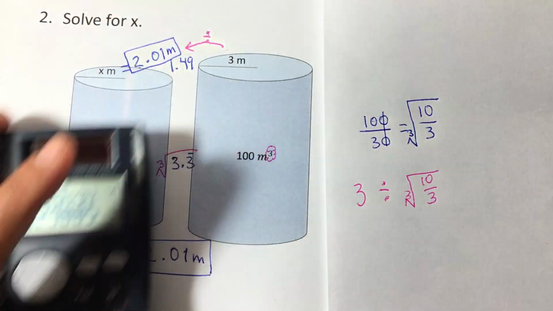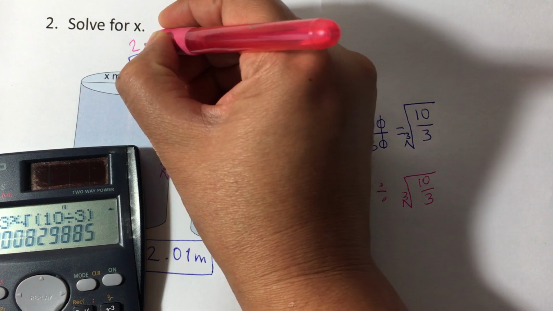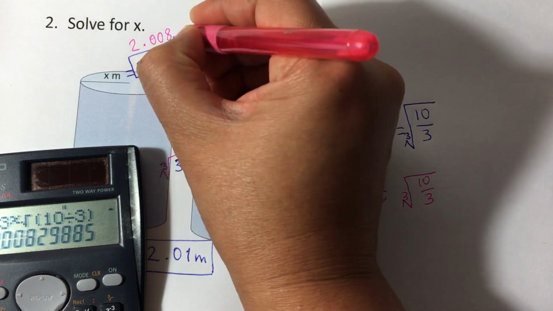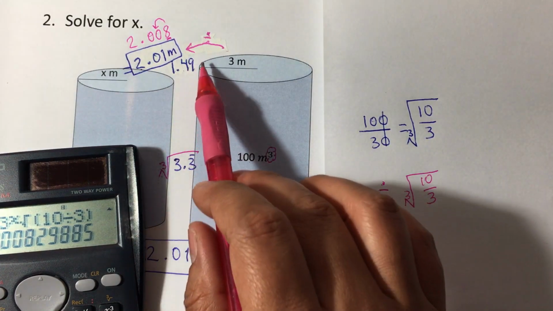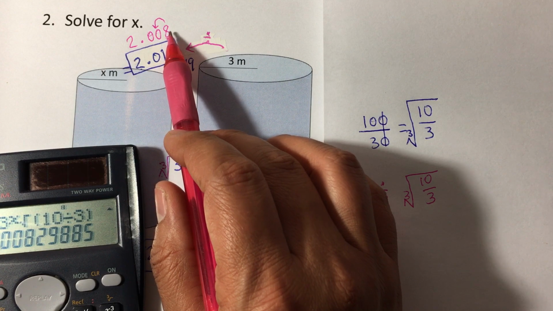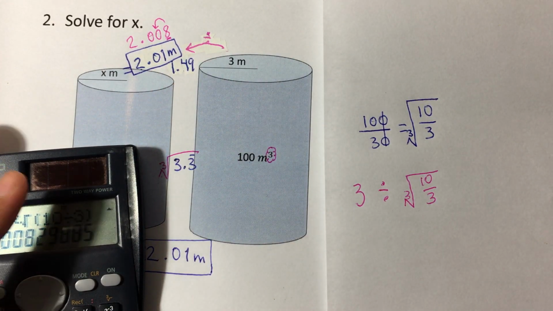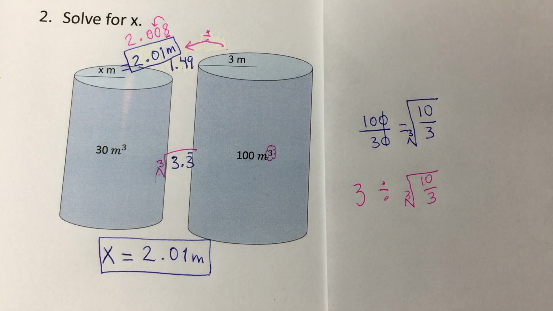2.008, the 8. So let me write it in here. 2.008, the 8 makes this go up 1. Okay, we rounded, we got rid of some decimals. So that's why this is a tiny bit smaller, but very, very tiny difference. And again, you can work with either decimals or fractions, whichever you prefer.